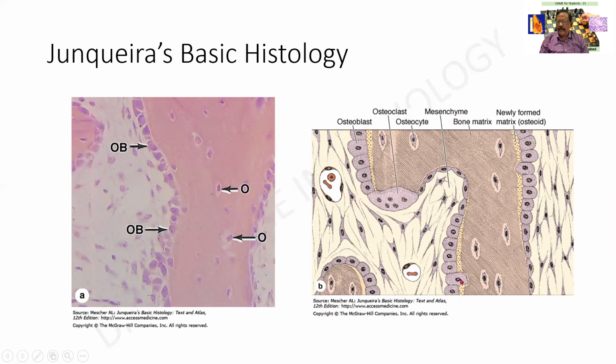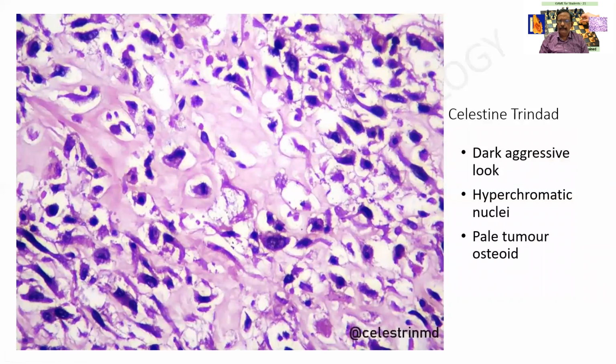And this is a diagrammatic representation of the same. So these are the osteoblasts laying down the matrix, maturing into the osteocytes. And we will be having the osteoclast as well, used for resorption of bone. This is normal. Repeatedly I am saying, because I would like you to compare it with this.